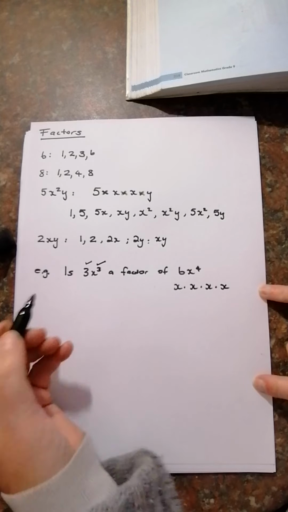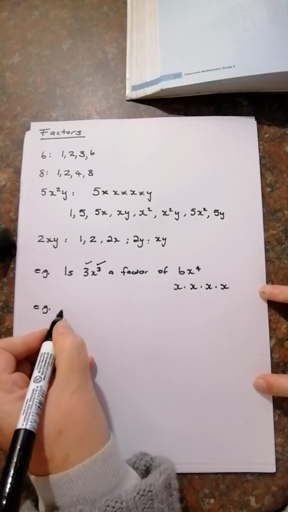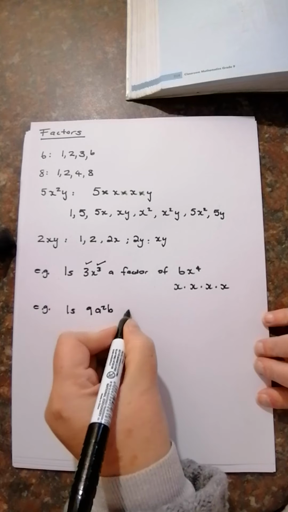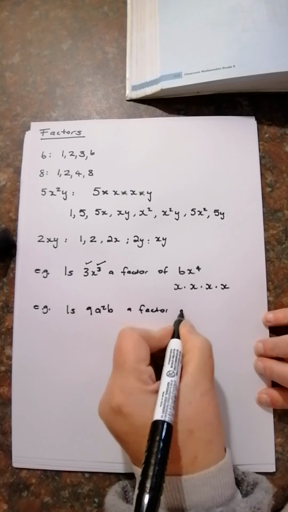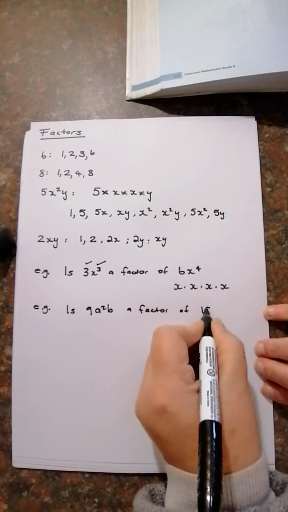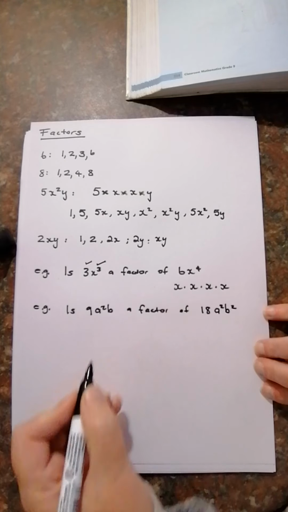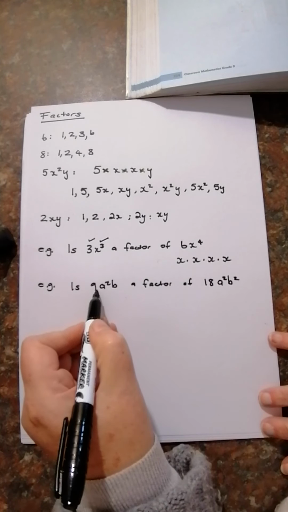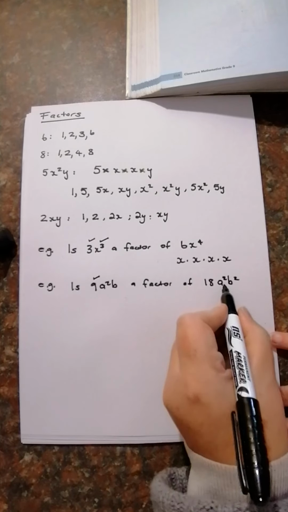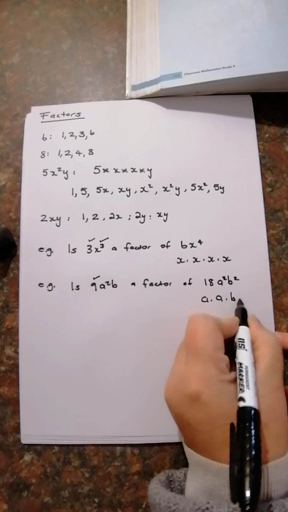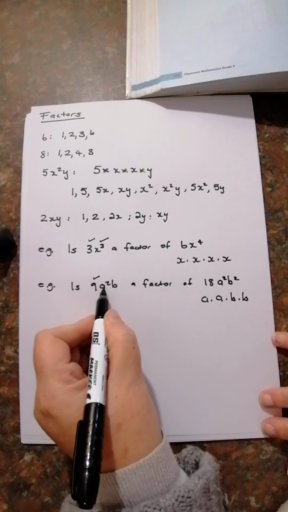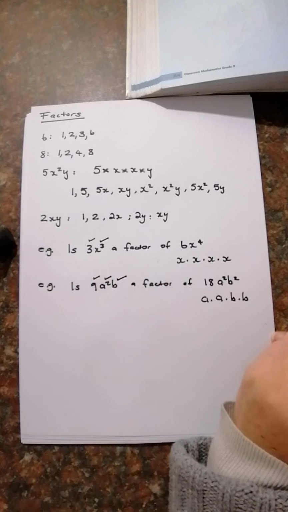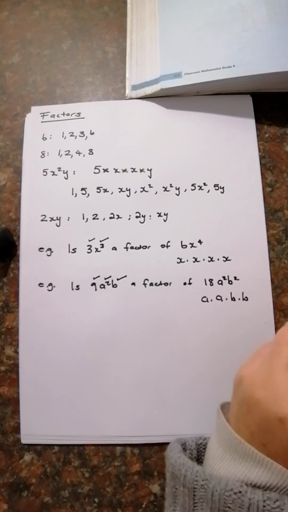Okay, let's try another one. Is 9a squared b a factor of 18a squared b squared? So first we look at the number. Can 18 divide by 9 without a remainder? Yes. Now you've got a times a times b times b. Will a squared fit in there? Yes, definitely. Will b fit in there? Yes, definitely.